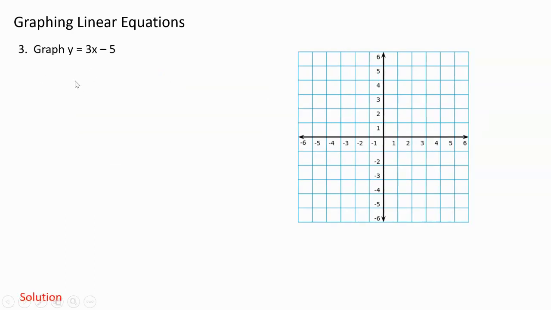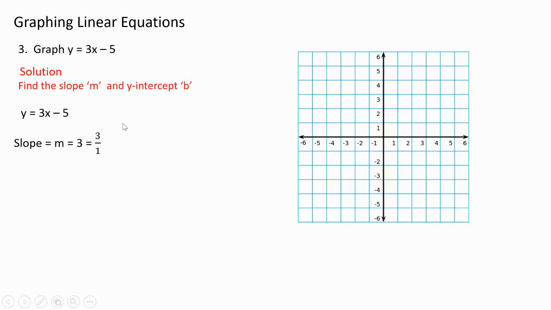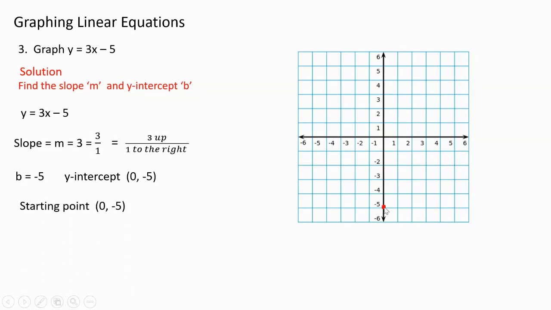Let's do another one, okay? So the slope is equal to 3. So it's going to be 3 up and 1 to the right. My b is -5, which is the y-intercept, 0, -5, which means I'm going to start at 0, -5. So we're going to come down here at 0, -5. Then we're going to go up 3, 1, 2, 3, and 1 to the right. So the point is 1, -2. Then all we do is connect the dots, the points, and there's our line.